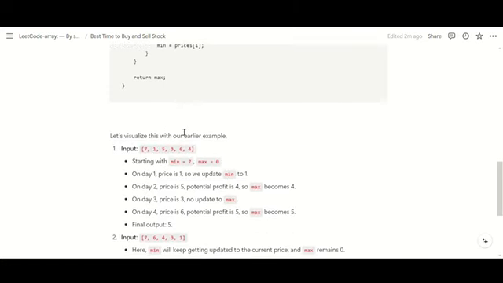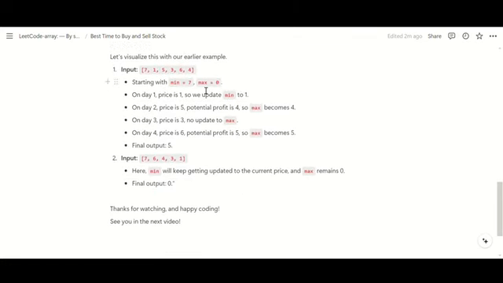Let's visualize this with our earlier example that we saw. If the input is 7 5 3 6 4, starting with minimum value 7 and max 0, on day 1 price is 1, so we update the min to 1. On day 2 price is 5, so the potential profit is 4, so max becomes 4. On day 3 price is 3, so no update to max. On day 4 price is 6, so potential profit will be 5, which is greater than our previous max, so the max becomes 5. So our final output will be 5.